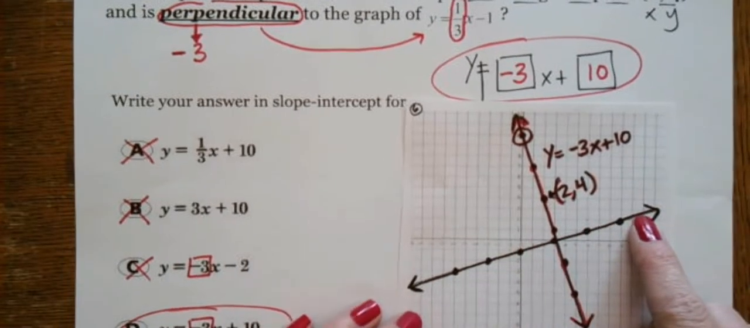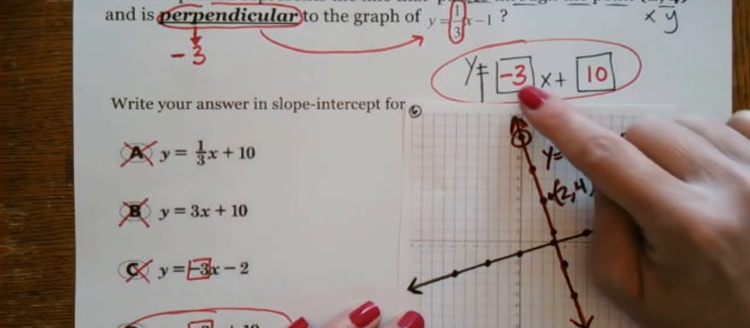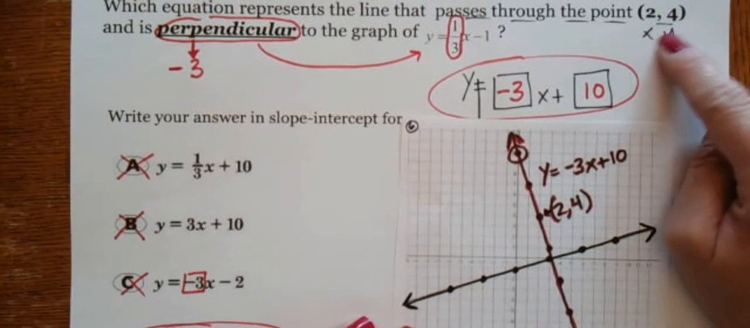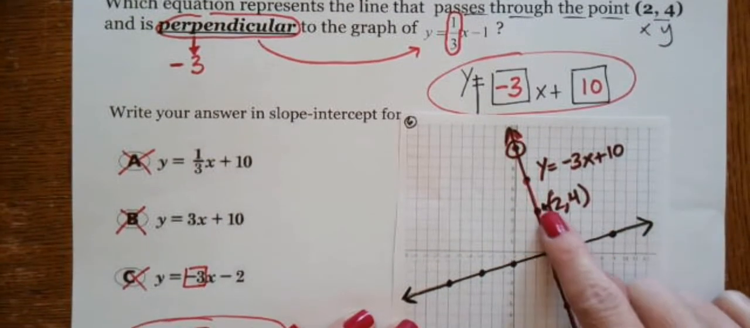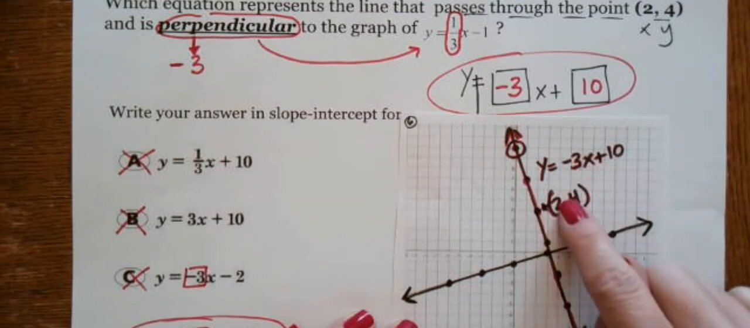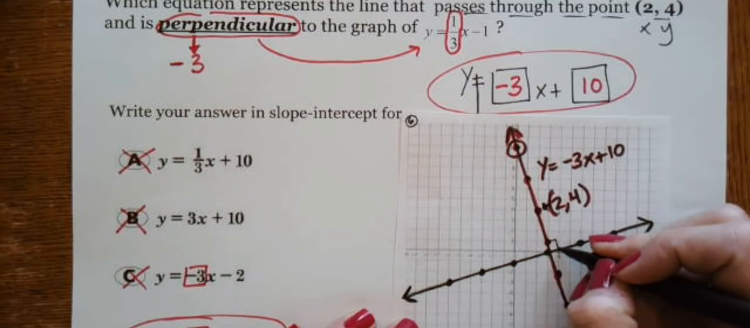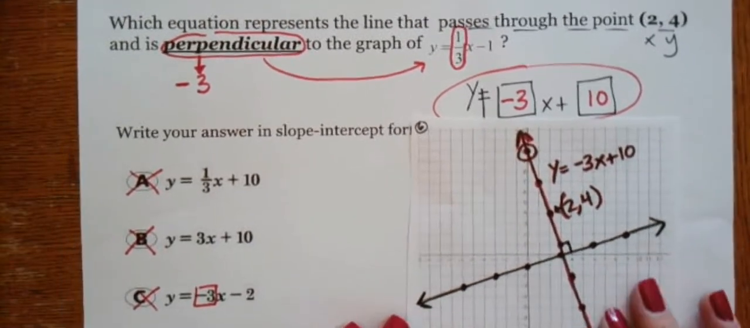What we did was we found the perpendicular line. We knew that the slope had to be the opposite reciprocal, which is negative 3. And it had to pass through the point 2, 4. And do you see that when we make a line that goes through the point 2, 4 with a slope of negative 3, it's perfectly perpendicular. We have a nice 90 degree angle right here when the two lines intersect. Pretty sweet. Algebra got us the answer again.